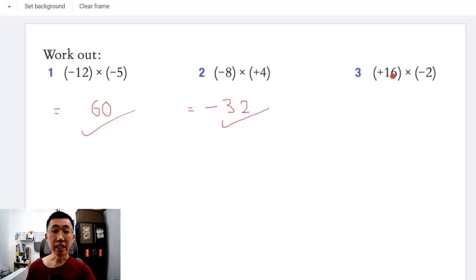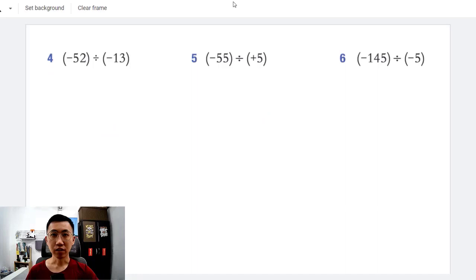Now number 3, ignore the signs first. So you take 16 times 2, that is gonna get you 32. Alright, and then take consideration now. So positive, negative will get you a negative number. So that's how you do the questions over here.